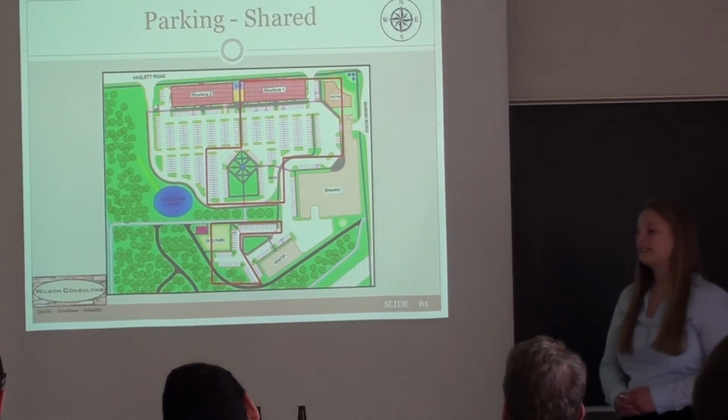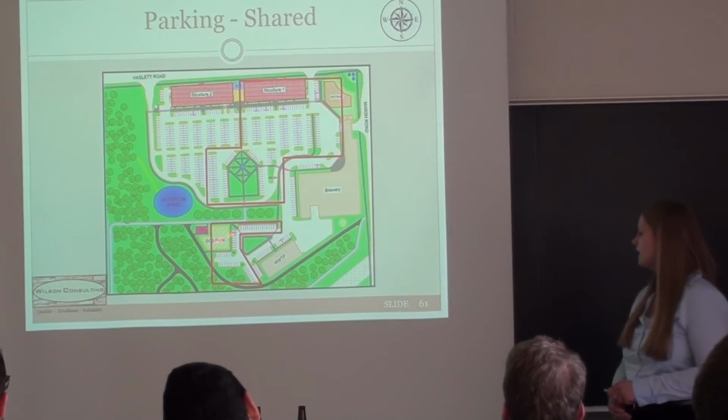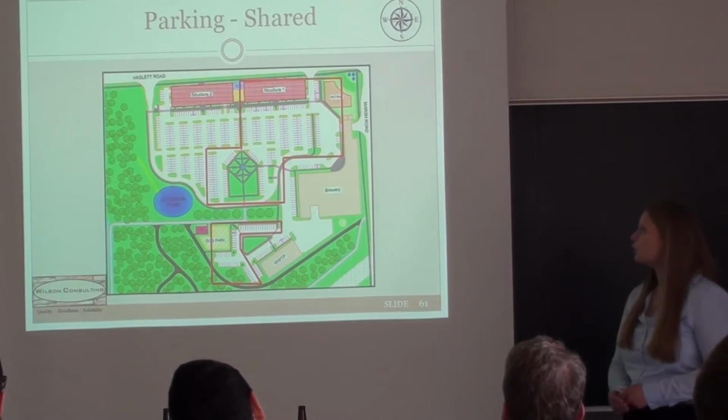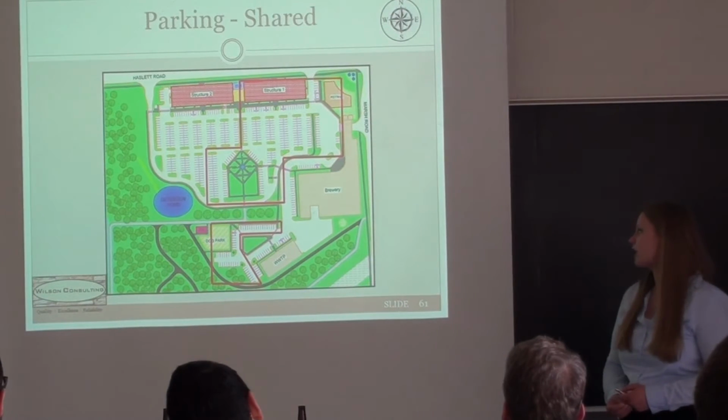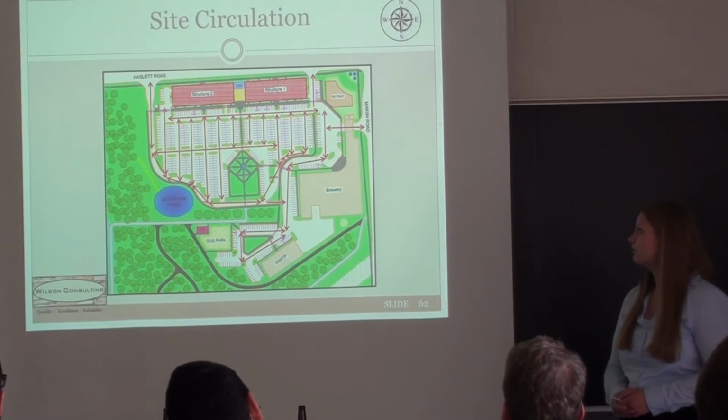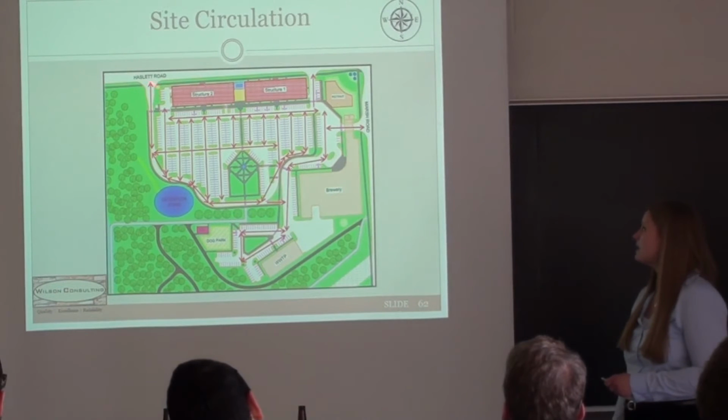The rest of the parking on site is shared parking outlined in the site here. And there's a total of about 315 spots that are shared between the grocery store, the retail, the restaurant, and then the dog park. So, site circulation: the primary path of travel throughout the site is along the perimeter.